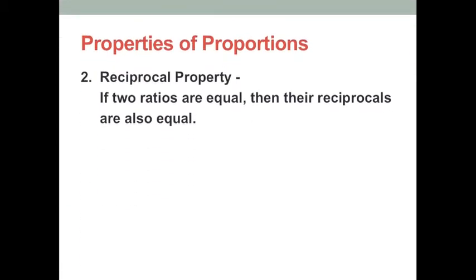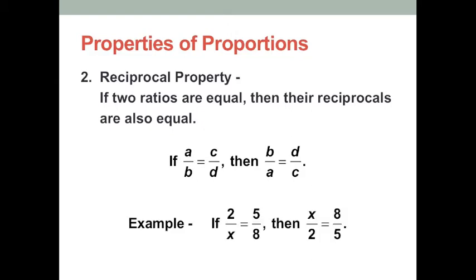So to continue with our properties of proportions, we have our reciprocal property. If two ratios are equal, then their reciprocals are also equal. So if A over B equals C over D, you can take the reciprocal and say B over A equals D over C. For example, 2 over x equals 5 over 8. Then x over 2 equals 8 over 5.